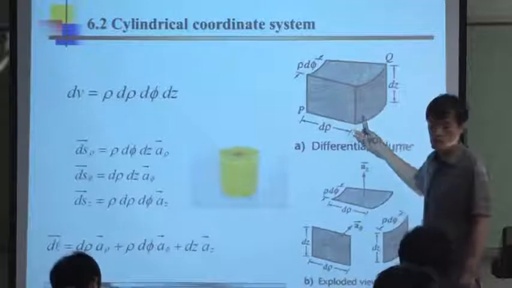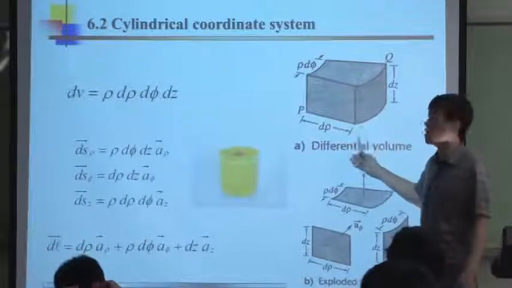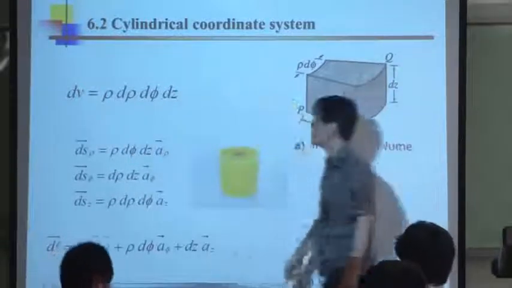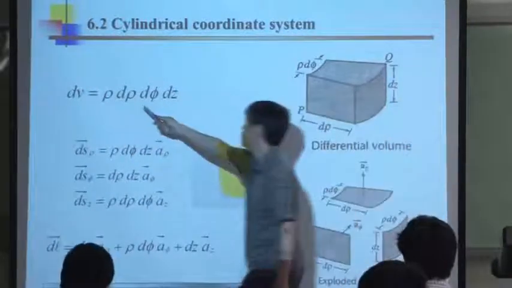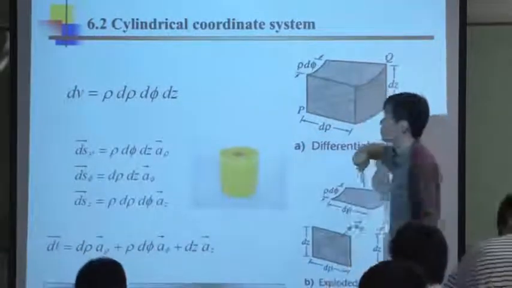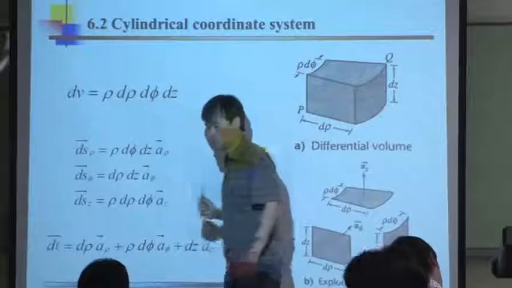그러니까 이거를 마치 직육면체라고 생각하고 그냥 곱해도 된다. Okay? So the volume is given this way. Rho d rho d phi dz. So you can get this result.